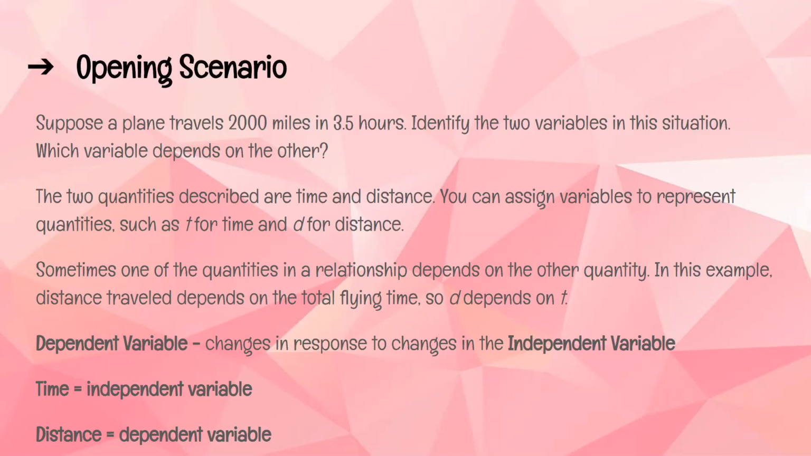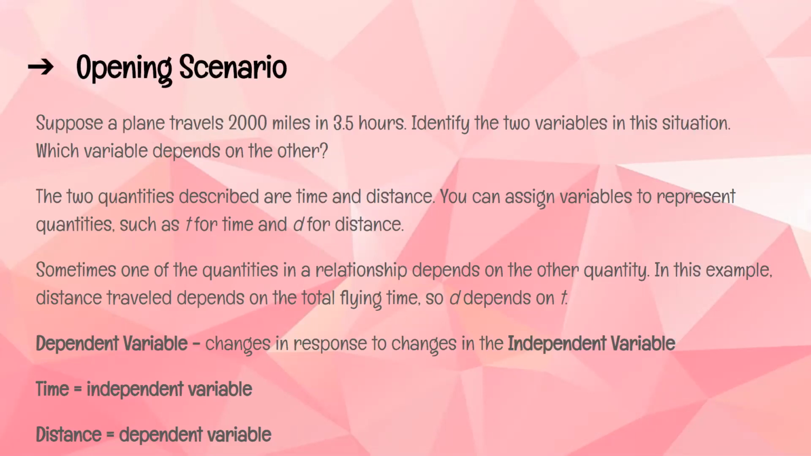For this first example, the two quantities described are time and distance. The distance is the 2,000 miles, the time is the 3.5 hours. You can assign variables to represent quantities, so using T for time and D for distance. This isn't going to be in every single case. You will understand once we get more into this chapter why letters are used to represent these.